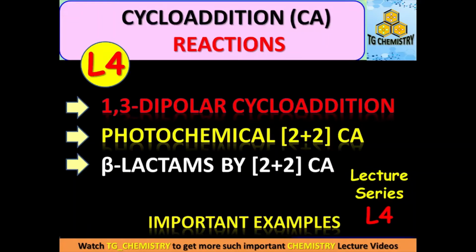This is the fourth lecture of the lecture series on pericyclic reactions, and in this lecture I will focus mainly on 1,3-dipolar cycloaddition reactions, which is a very important topic, and photochemical 2+2 cycloaddition reaction, and also we will see how we can access beta-lactams, which is a very important heterocyclic scaffold found in numerous medicinal compounds and bioactive heterocyclic molecules, and we will see how we can access those beta-lactams by 2+2 cycloaddition reactions.